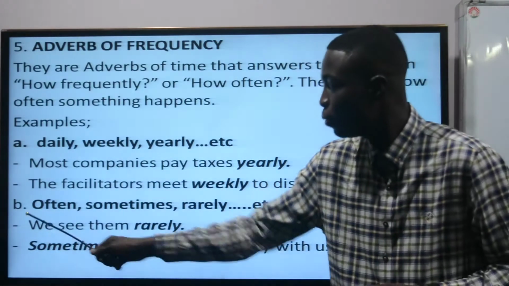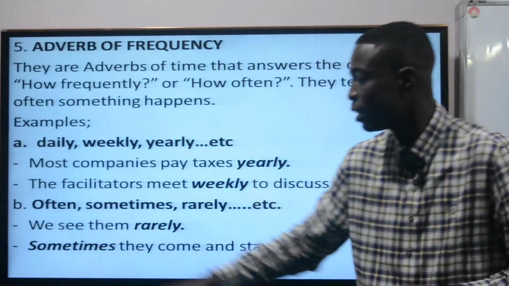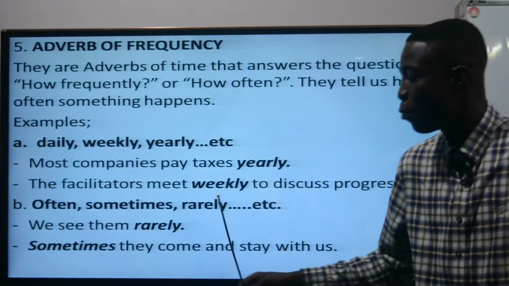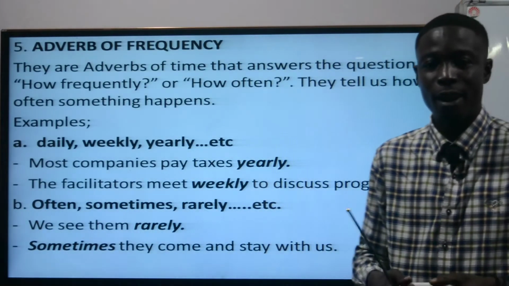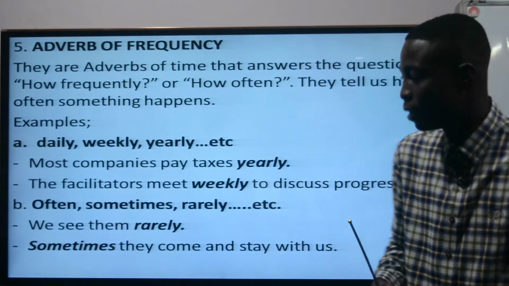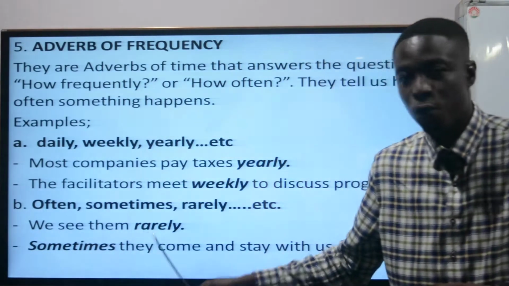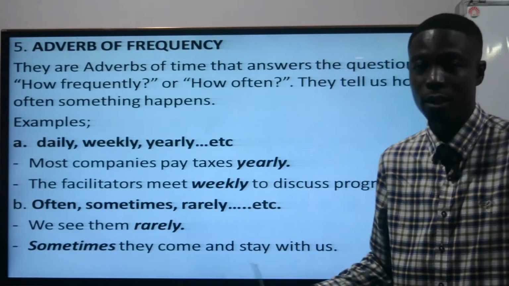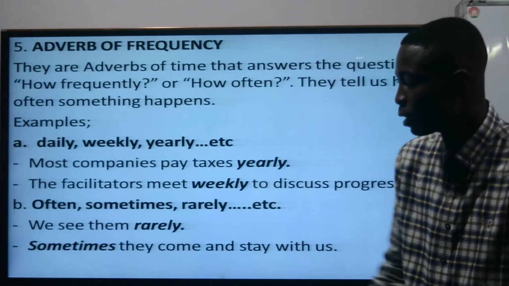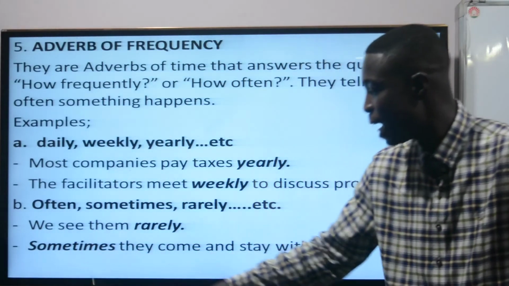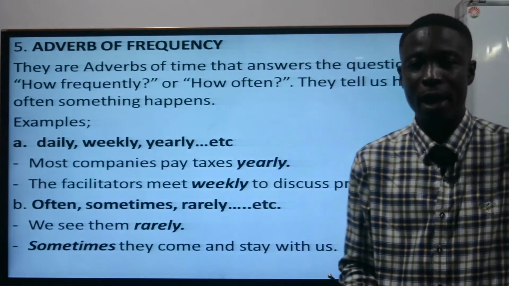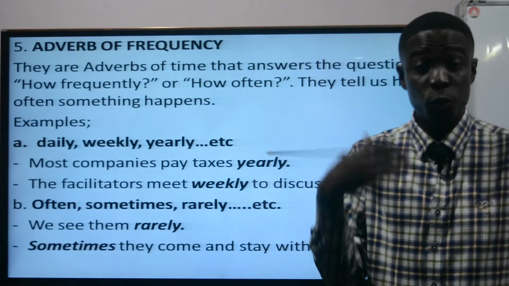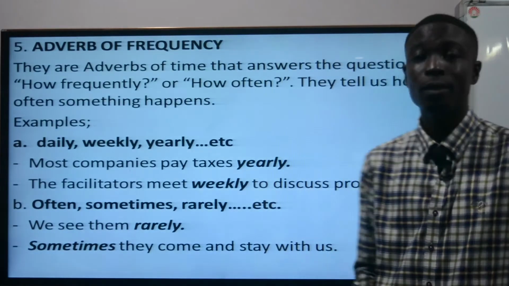To the next group of examples: often, sometimes, rarely, etc. We see them rarely. How often do we see them? Rarely. The next example: sometimes they come and stay with us. When do they come and stay with us? Sometimes.